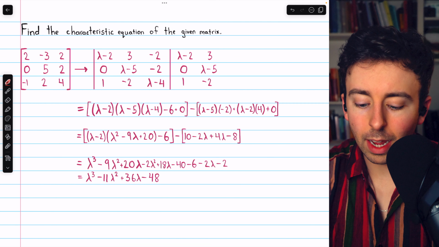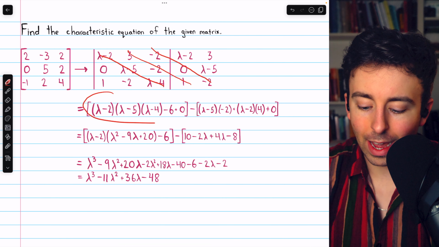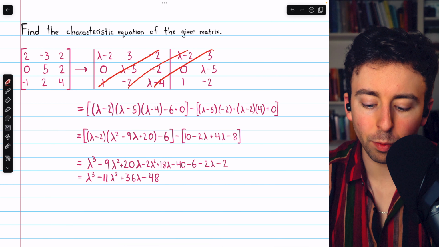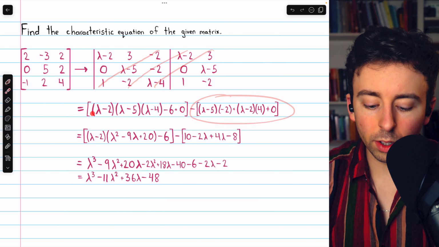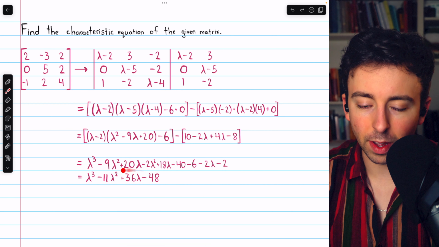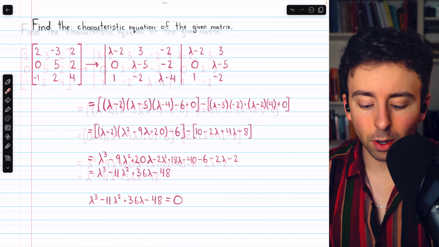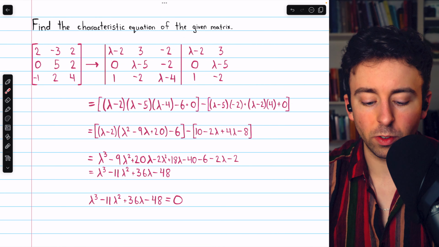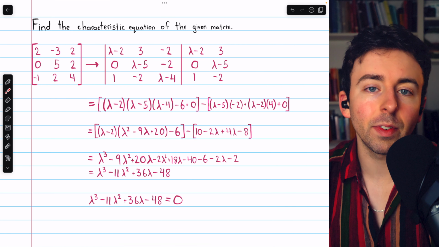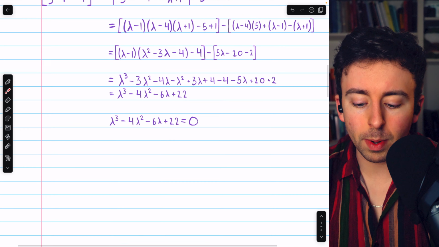We take the determinant as before with the diagonal trick. The rightward diagonals are added together, and then we subtract the products along the leftward diagonals, seen there. Once we do all of the algebra, we end up here. This is our simplified characteristic polynomial, and then we'll set this equal to 0. And so that is the characteristic equation of this matrix. The solutions to this equation are the eigenvalues of the matrix. And that's how to find the characteristic equation of a 3 by 3 matrix.